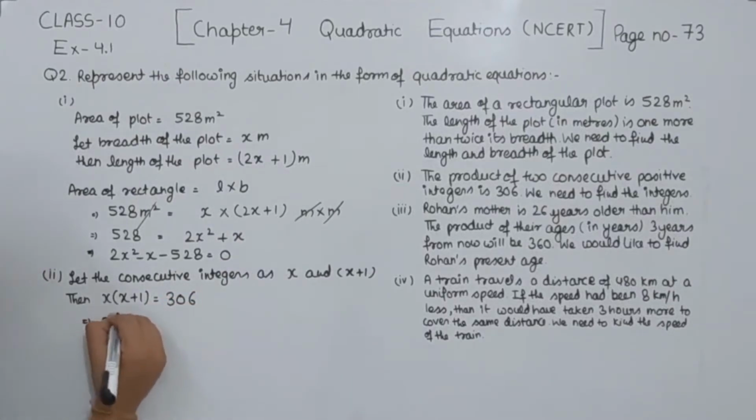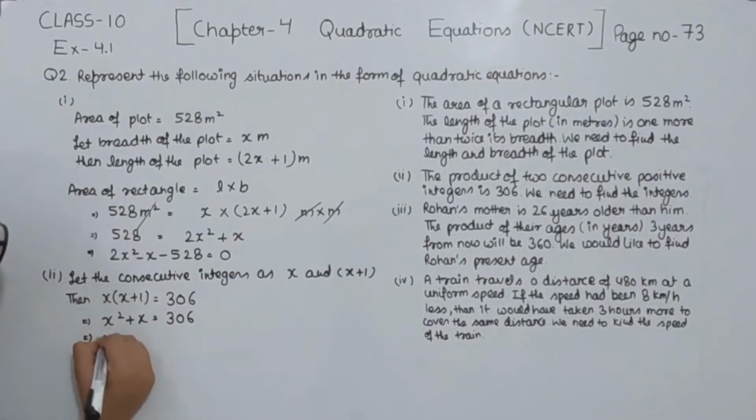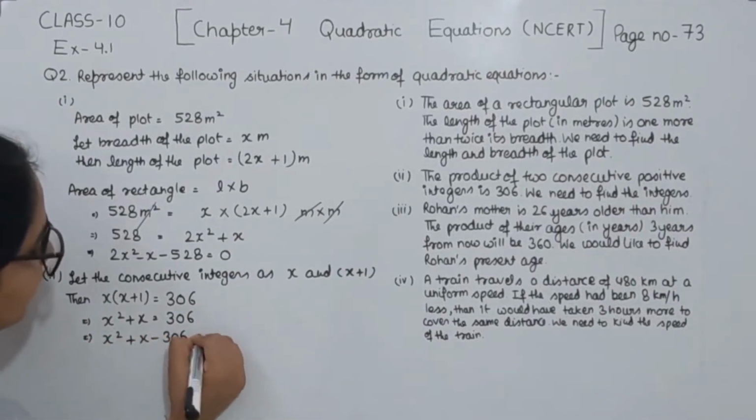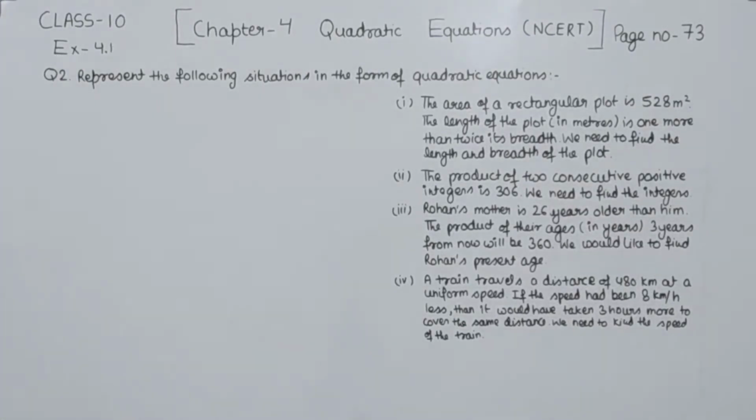So now x square plus x is equal to 306. Now we are going to transpose this 306 from right hand side to the left hand side. So this one is x square plus x minus 306. So this one is the required quadratic equation. So this one is the part 2. Now comes to the part 3.